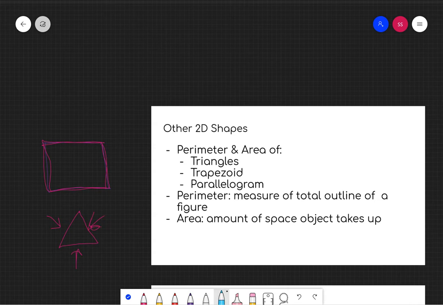Area is basically the amount of space an object takes up. So in these cases, we're talking about the square units that these shapes are taking up.